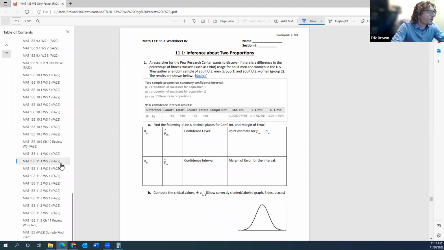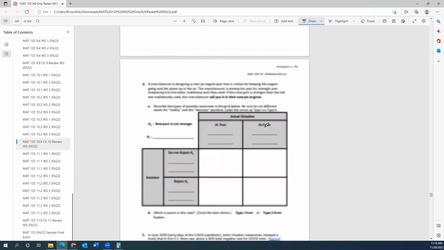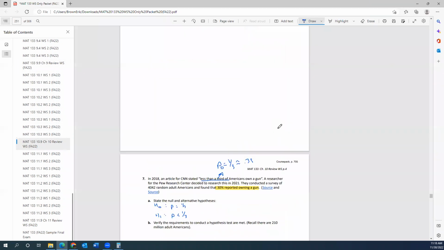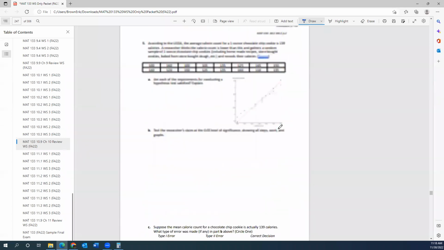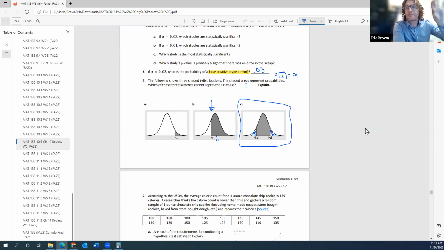The first thing, can I ask something really quick? On number 4, the following 3 shaded T distributions, the shaded area represents probabilities. Which of these sketches can't represent a p-value? Is it C because a p-value can't be between? Oh, you see it. Okay, got it. Sorry, I didn't look up. Thank you. You're good. That's what I was talking about, but it was hidden.